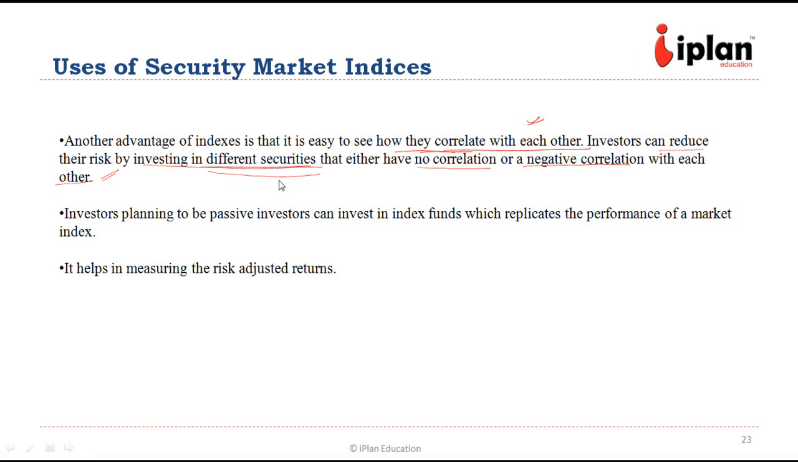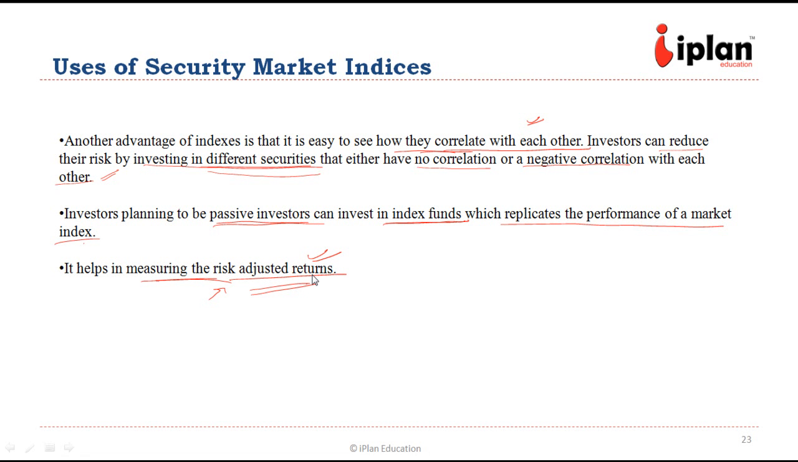Another advantage is for the passive investors who do not want to do any research, they just invest in the index funds, which is nothing but replication of the market index itself. And finally, as we have already seen, it helps in measuring the risk adjusted returns. For a particular amount of risk, what should be the expected returns for a particular kind of sector. That idea is given by the security market index.